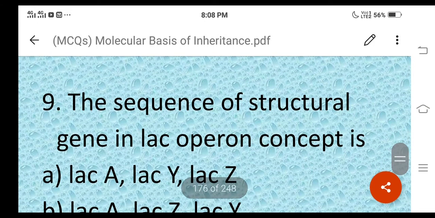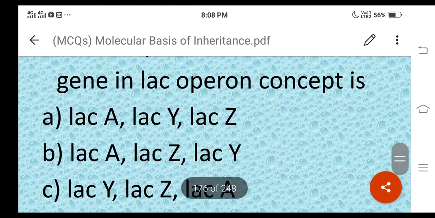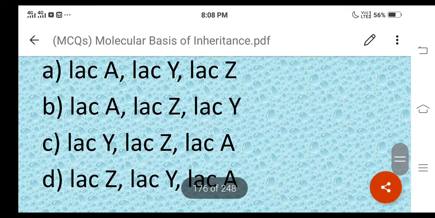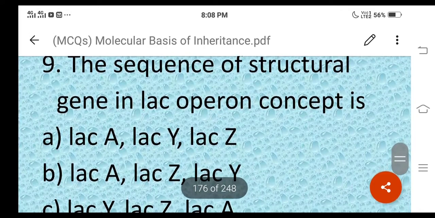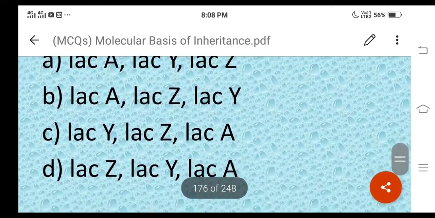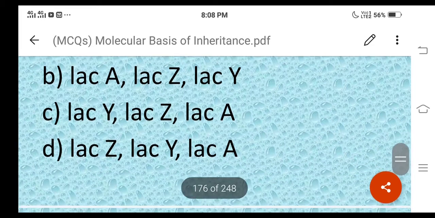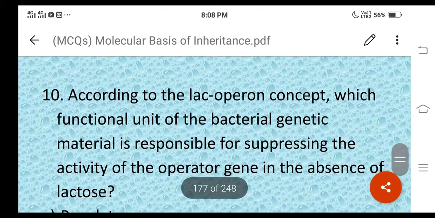Then question number 9. The sequence of structural genes in the lac operon concept is, and here we can easily identify, option D is the correct answer, right? In the beginning lac Z will come, the next one will be lac Y, then the next one will be lac A, right?